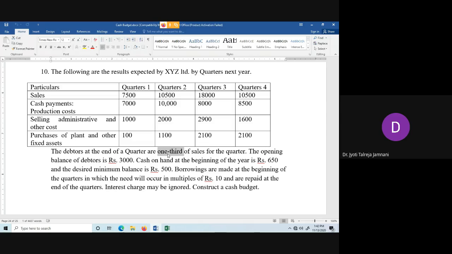So we will take cash sales as 2/3 of the total sales and collection from debtors as 1/3. If they don't pay in this quarter, that means they will be paying in the next quarter. Even if it is not mentioned, when they are debtors in this quarter, it is obvious that they will pay in the next quarter. So we will be taking it in the next quarter. So let's see how to solve it.